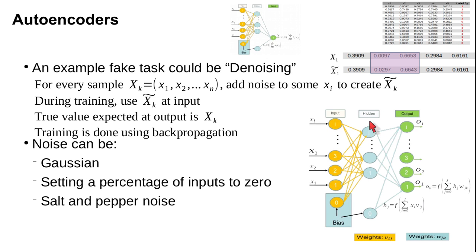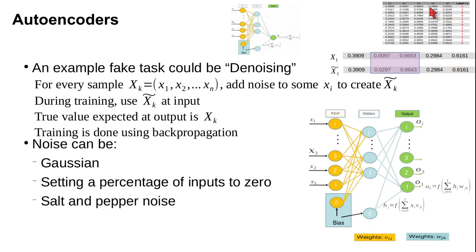Now let's say we fixed a certain number of hidden nodes. Let's say we fix the hidden nodes to be 3. The network configuration would therefore be 5 nodes in the input layer, 3 nodes in the hidden layer, and 5 nodes in the output layer. And this network would be trained in the following way.